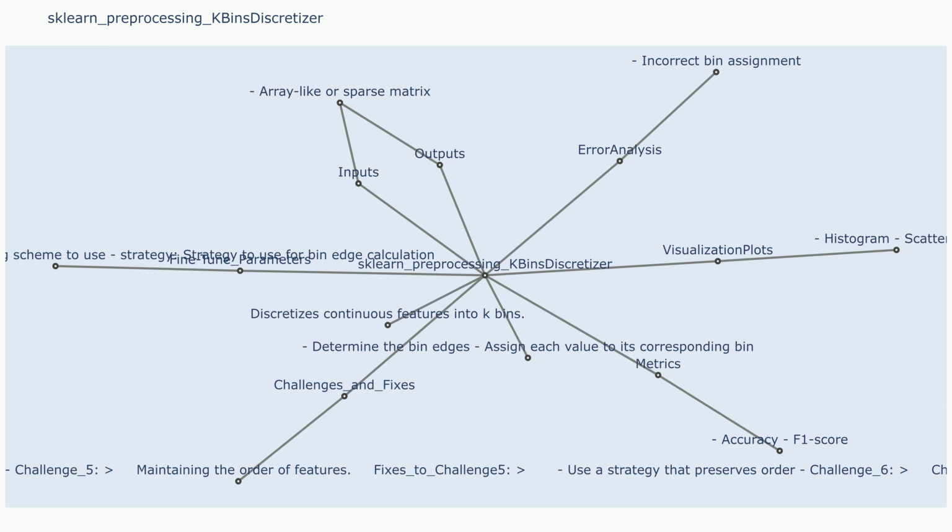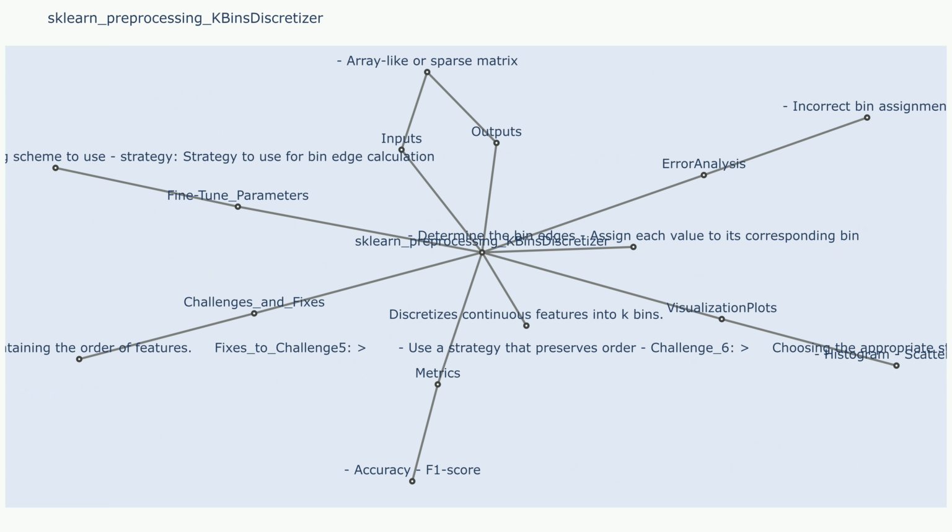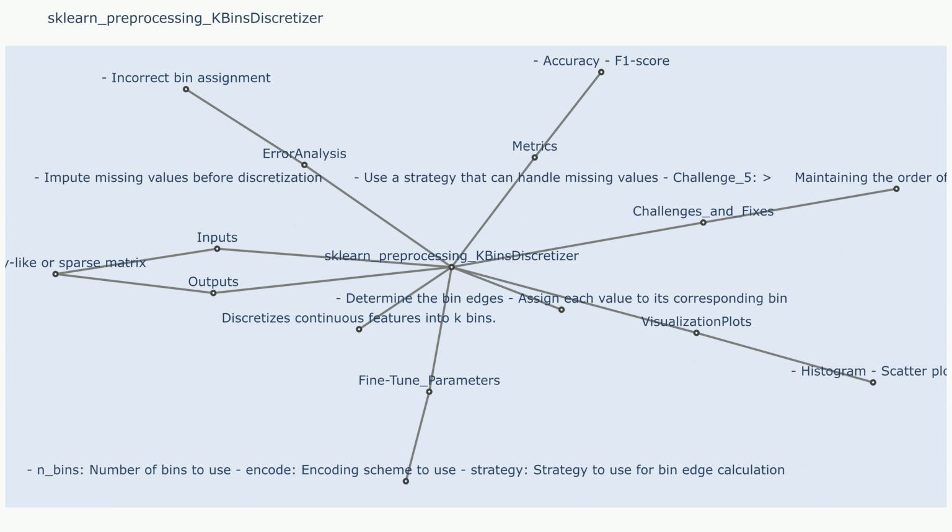Visualization plots. Histogram. A histogram of the original data can be plotted to visualize the distribution and understand the effectiveness of binning. Heat map. A heat map can be used to visualize the relationship between features after discretization. Fine-tune parameters. n_bins is an integer or array-like specifying the number of bins for each feature. It can be a single value for equal width bins across features or an array with individual values.